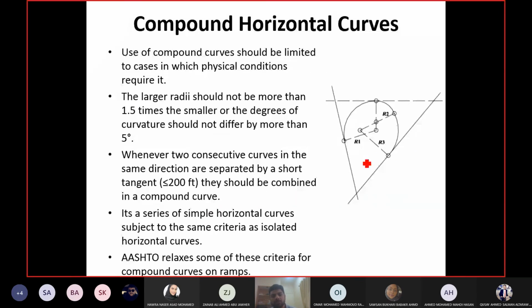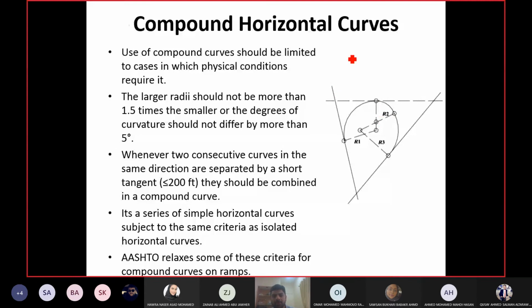Okay, then we will discuss two other types of curves, which is compound horizontal curves. Compound horizontal curves, you are giving 2 or more curves together. You are connecting 2 or more curves with each other. So you can see it in the picture here. This is the first curve, this is the second curve, this is the third curve. You can see the 3 radii here as well.